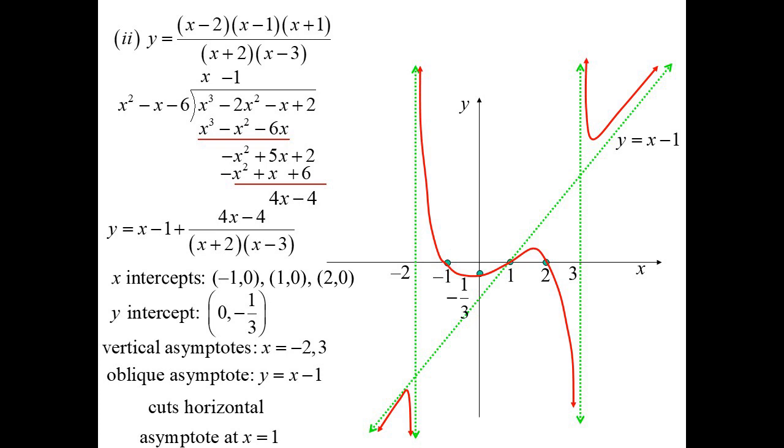It's got to go through 1. Then somehow it's got to come back to 2. But it doesn't cut the oblique asymptote. So it must go underneath it, come back down, and then go to the asymptote again. Okay, now the far right, we've got a similar situation to what we had over here on the left. It doesn't have another x-intercept, so I must be trapped in that triangle up the top there.